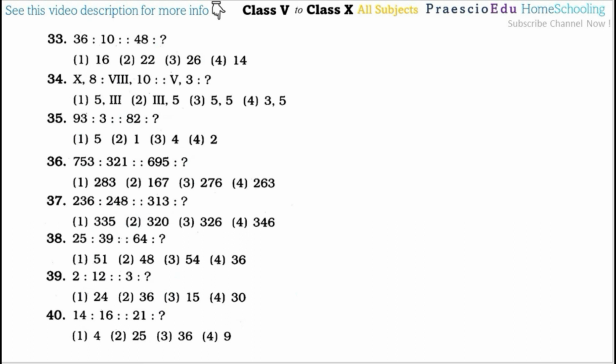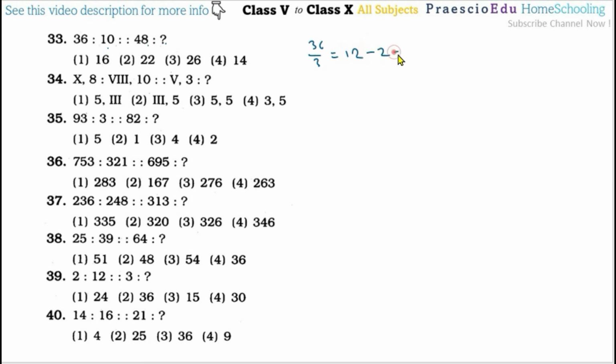Then question number 33. So 63, then 10, then 48 and then question mark. So here 36 divided by 3, we are getting the 12.